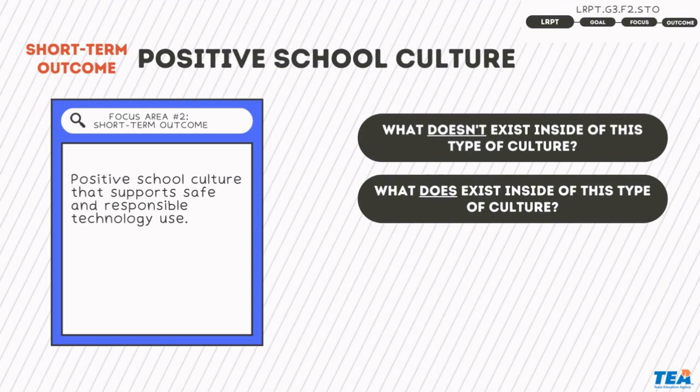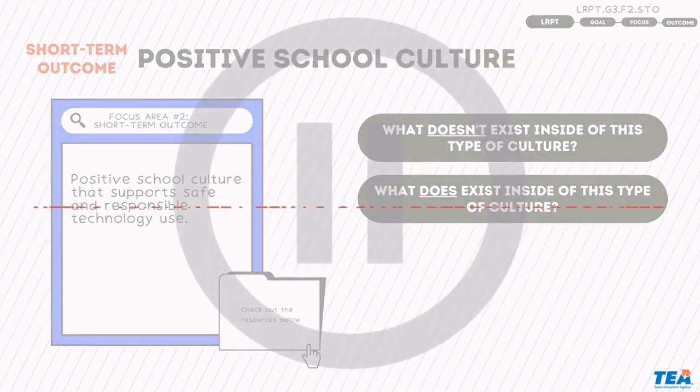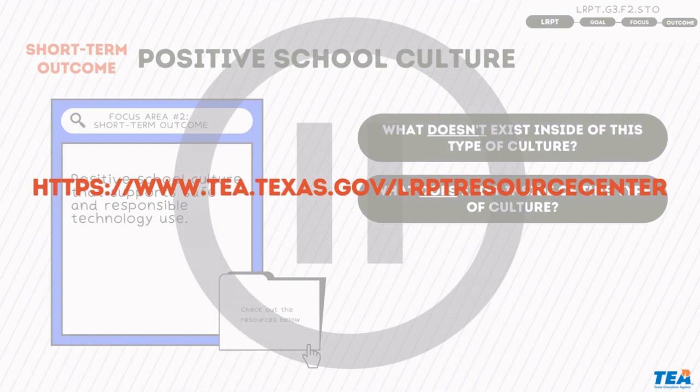What does exist inside of this culture? Possibly things like responsible behavior modeled by educators and parents, students having respect for others in the same way they would behave and respect others in a non-digital environment, and learners actively protecting their privacy. Check below for resources on creating this type of culture. Pause the video here to reflect on what this would look like in your workbook.